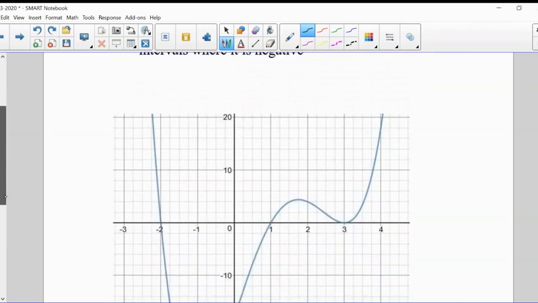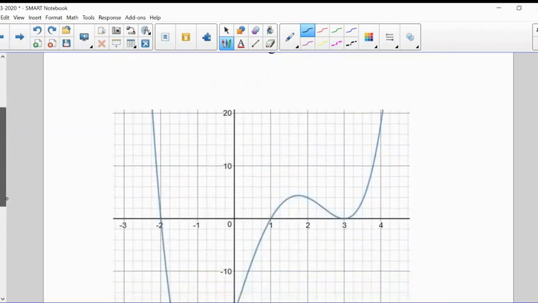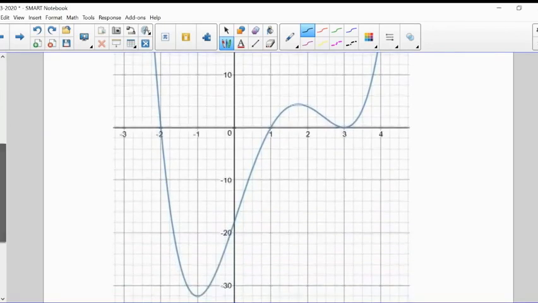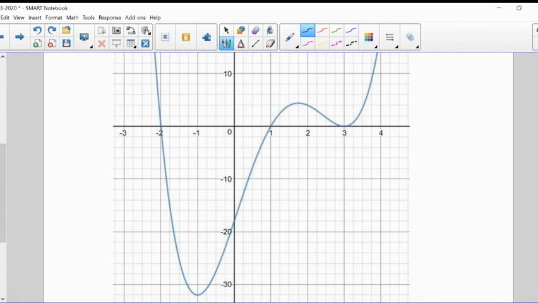What is the least possible degree of this graph? Now, notice that it has some bouncing zeros on this one, right?